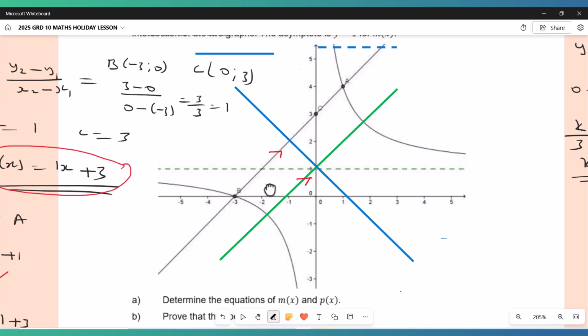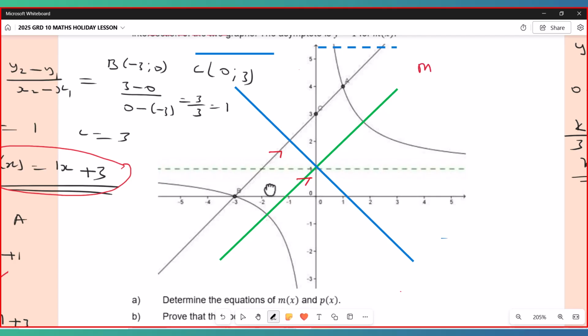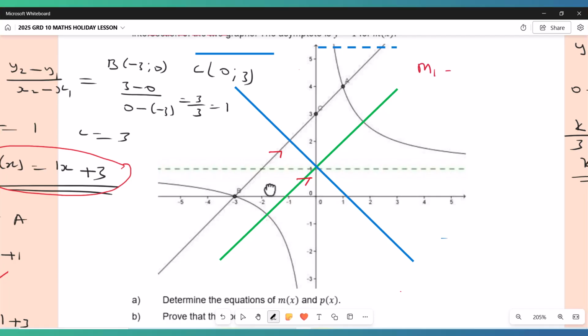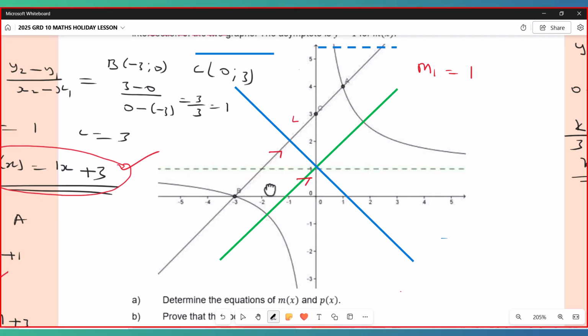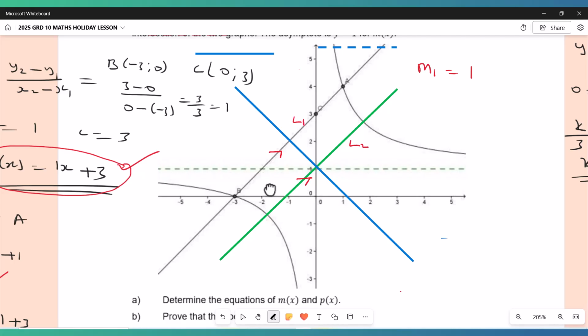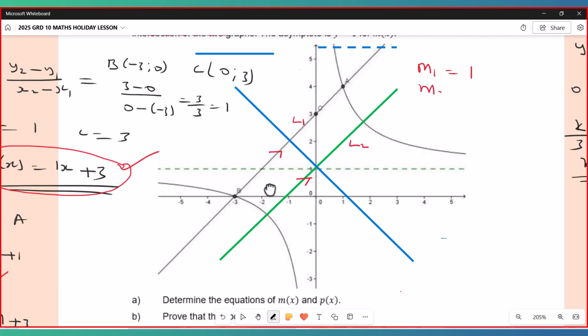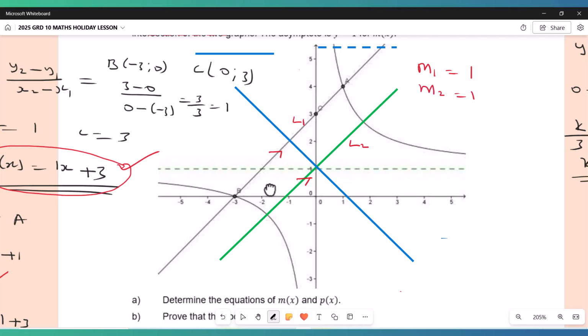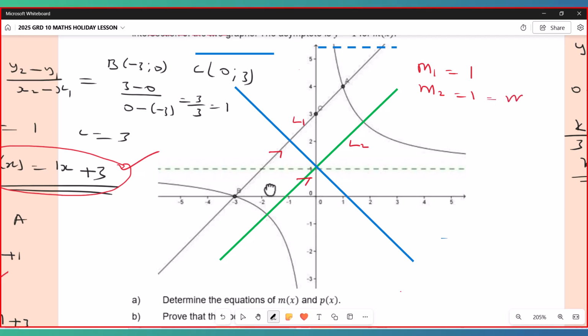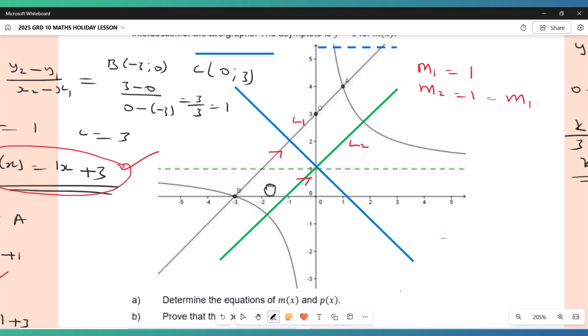So from the p of x, our m1 equals 1. We have it here, equals 1. So this is the line I'm going to call line 1. This line 2 has gradient m2. So our m2 also equals 1, because it must be the same as m1 since they are parallel. But I said it passes through the point -1, 0.